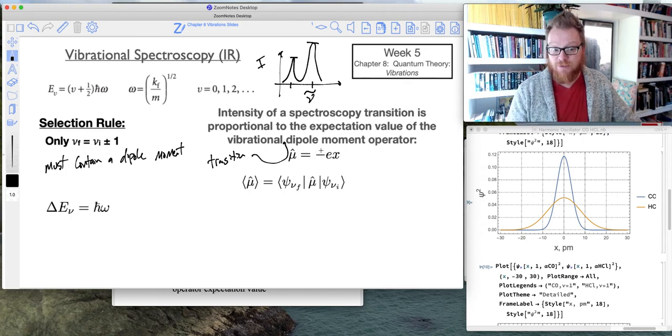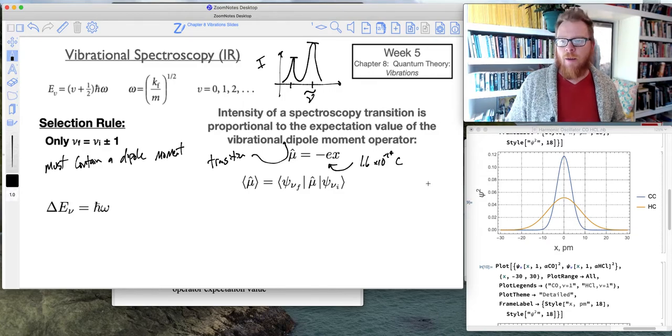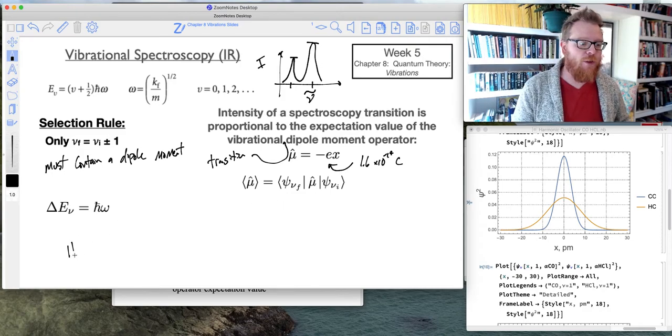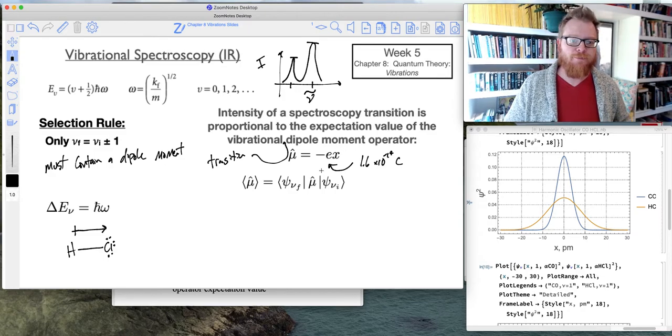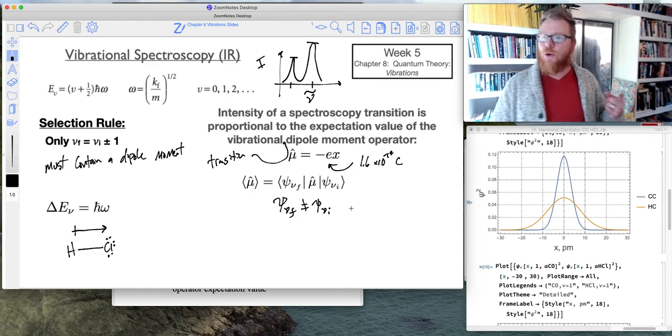That dipole moment operator is negative e times x, where e is 1.6 times 10 to the minus 19 coulombs. We get a dipole moment when we have a charge acting over a distance. If we think about HCl elongating and I draw a dipole moment, there is definitely a charge propagating over a distance, given by charge e times displacement x, which is very cool. The way that this operation works, take note, is psi of v final, operator sandwich, psi of v initial, where psi of v final does not equal psi of v initial. So these are in fact different states, and there are two outcomes of this.